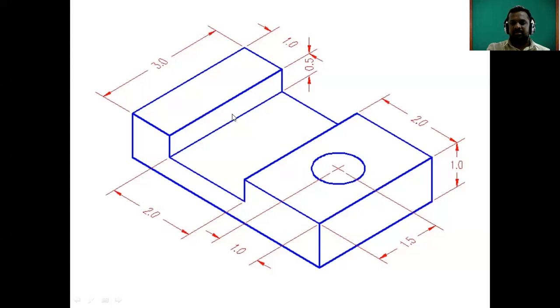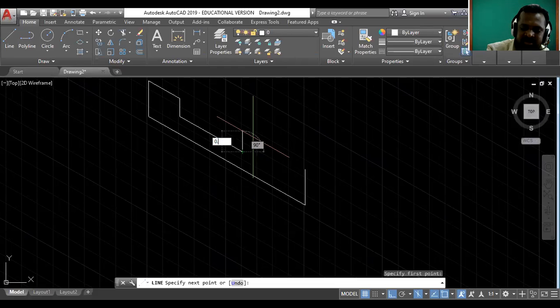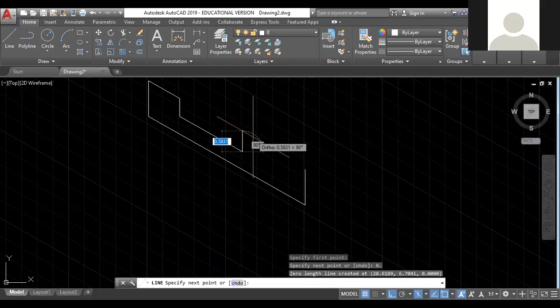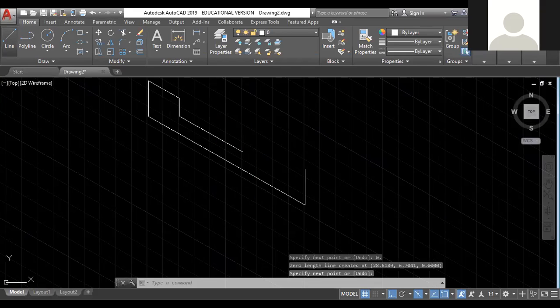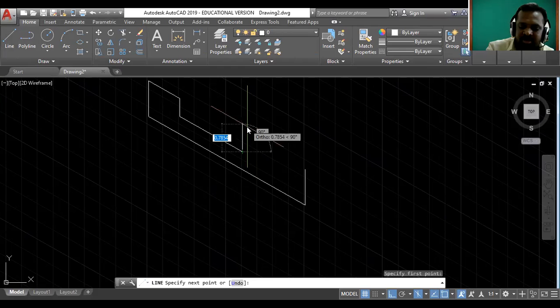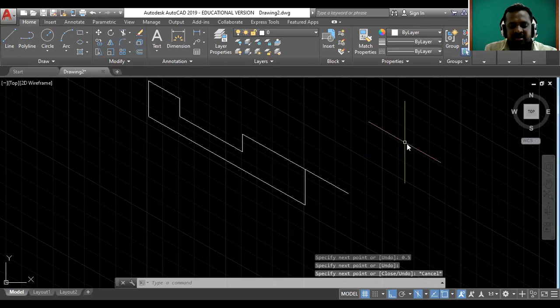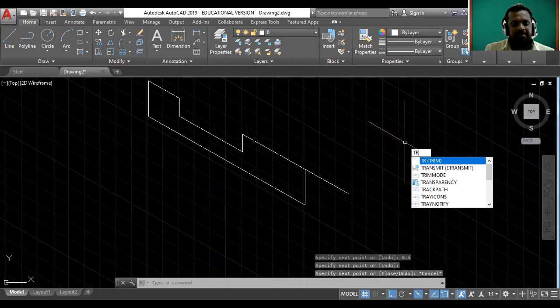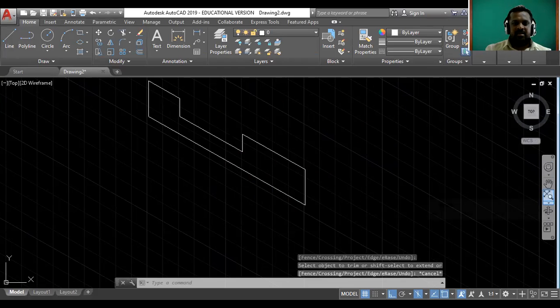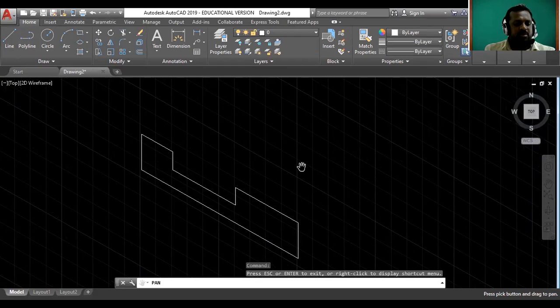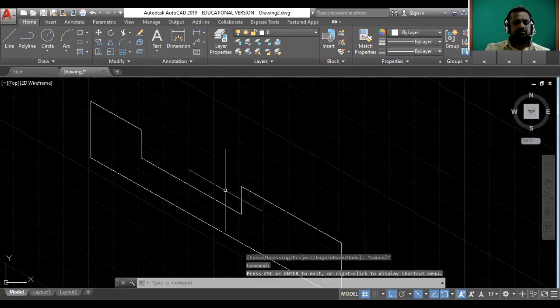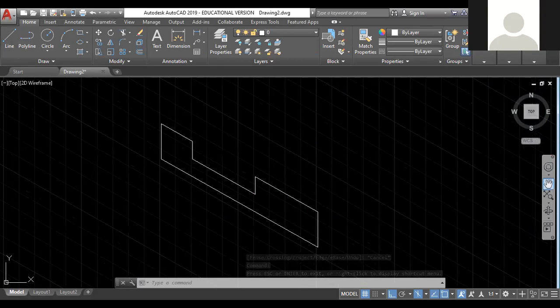Okay, no problem. Then again take the line, and from this point again we have to take the 0.5, na? Just one minute. Take the line, select this point. Here 0.5, enter, escape, and we have to join to this point. Understood? Then trim this portion. TR, double enter, and okay. Up to this, any doubt, any problem?